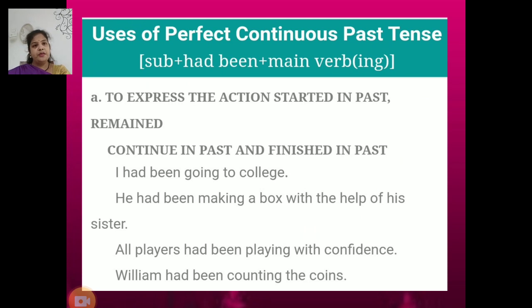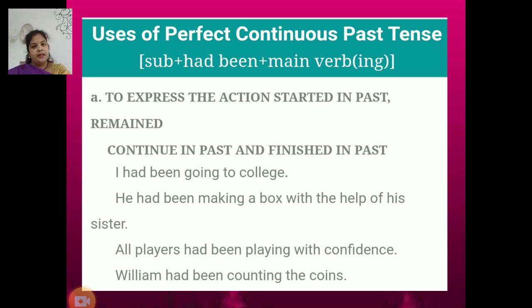past perfect continuous tense. And the structure of the tense is subject plus had plus been plus main verb with ing form. We use past perfect continuous tense to express the action started in past, continued in past, and finished in past.